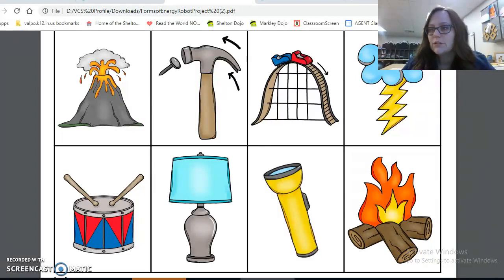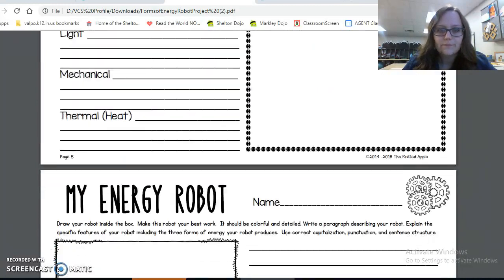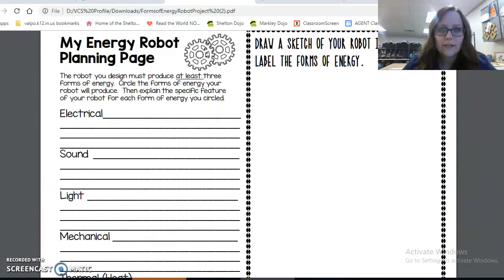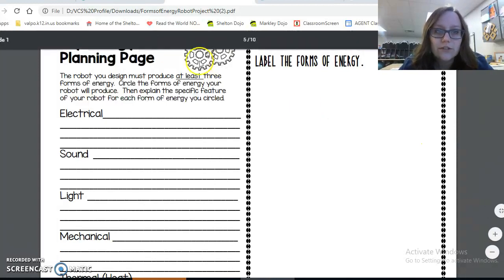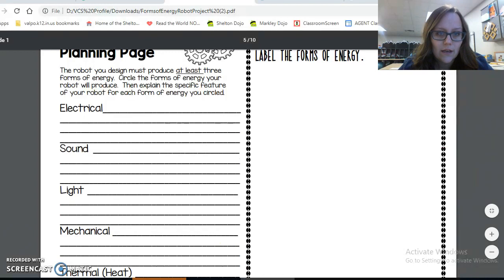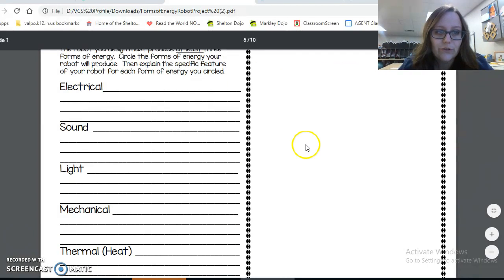So the first thing you're going to do, if my screen will scroll down here, is you're going to go to this page. It's this side of your assignment. This should be in your green e-learning folder. This is your planning page. And so the directions are right here on the screen, so make sure you read those. But what you're going to be doing is you're going to be choosing at least 3 of the forms of energy for your robot to produce. So you could choose electrical, light, mechanical, etc. You pick 3. And then explain how your robot produces it.